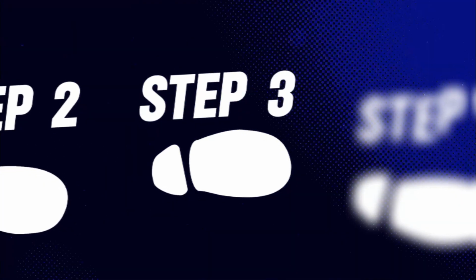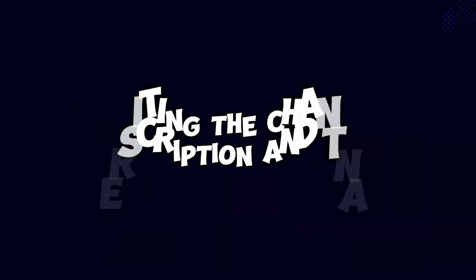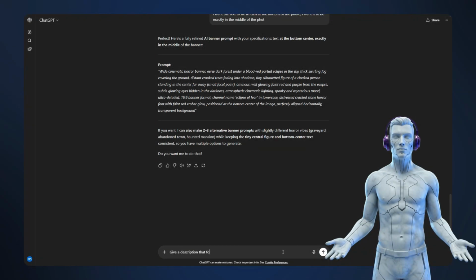Step 3. Writing the channel description and tags. Now, we ask it to write an SEO-friendly description and tags for our channel. Then we add them to our channel.